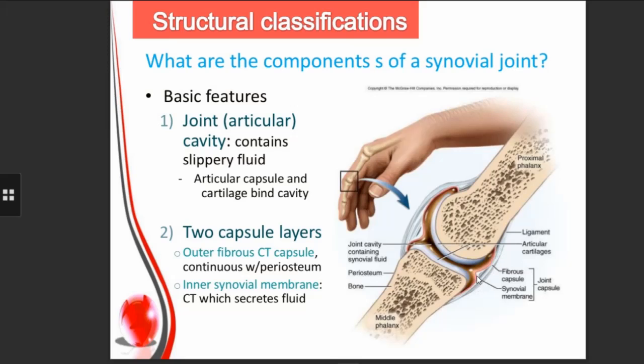Synovial membrane is a part of joint capsule, means that the joint capsule covers the joint, enclosing the joint. It has two parts. First one the fibrous capsule, and second one is the synovial membrane. Here you can see that fibrous capsule is continuous with the periosteum, and the synovial membrane will secrete the synovial fluid here in the synovial cavity.